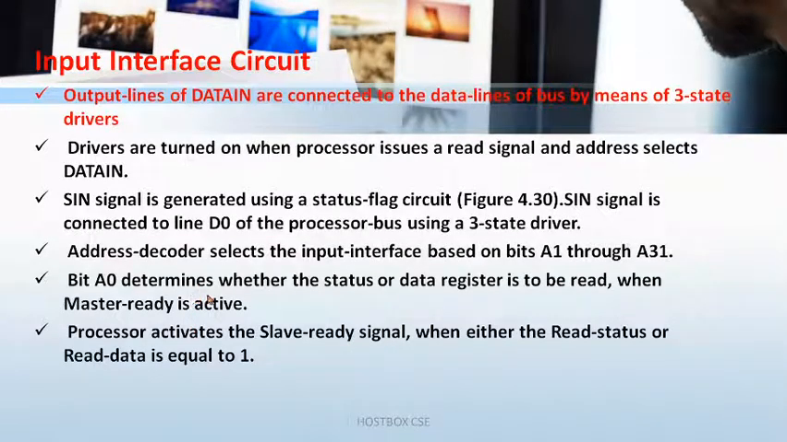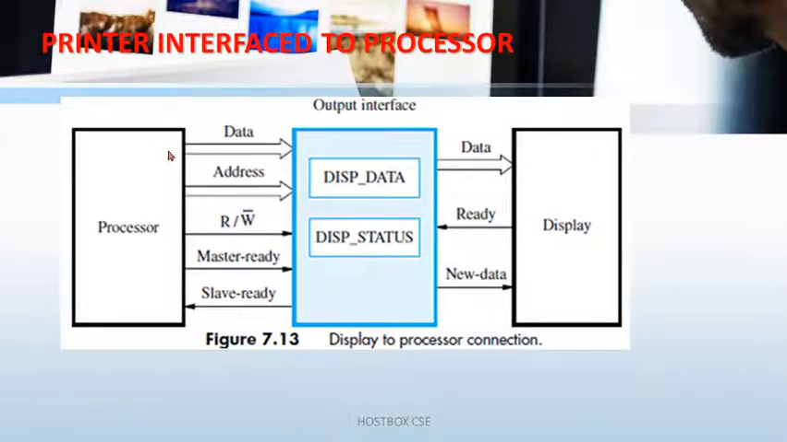Back to the PPT now. Here it is simple and easy. And also, what is bit A0? It always determines whether the status or data register is to be read when master ready is active, and the processor activates the slave ready signal when either the read status or the read data is equal to 1, like that. Then let's go for another example, the printer interface to the processor.